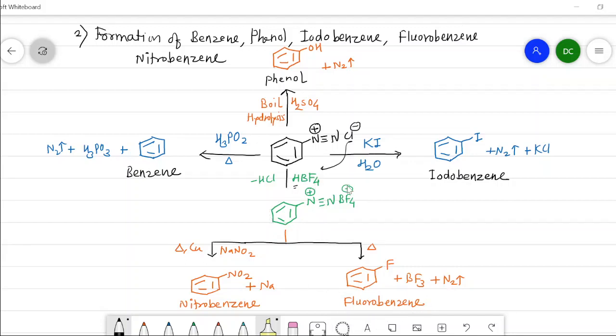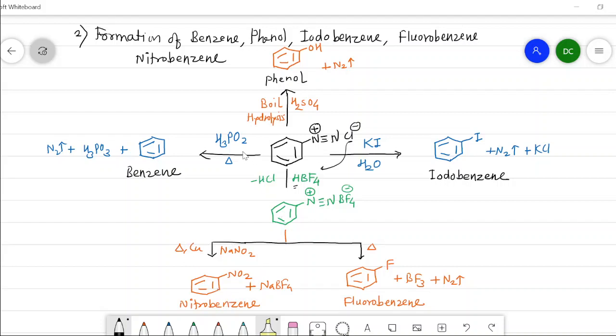Suppose this benzene diazonium fluoroborate is heated in the presence of copper and sodium nitrite, then a NO2 group is going to add, and NaBF4 is removed from this reaction along with the N2. So from this benzene diazonium fluoroborate, we can obtain fluorobenzene or nitrobenzene by changing the reaction conditions. If sodium nitrite is used in the presence of copper, then we get nitrobenzene.